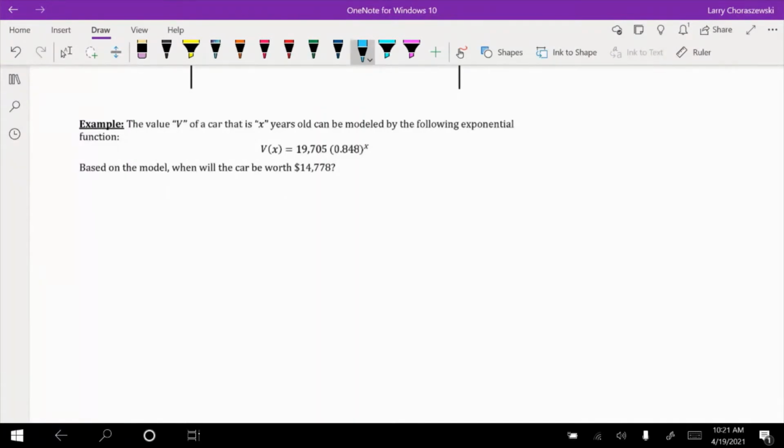And it says, based on the model, when will the car be worth $14,778? Keyword here is when. So we're actually looking for a value of x, which means that this figure right here would represent which variable from our function, x or v? Yep, this is a value of v.